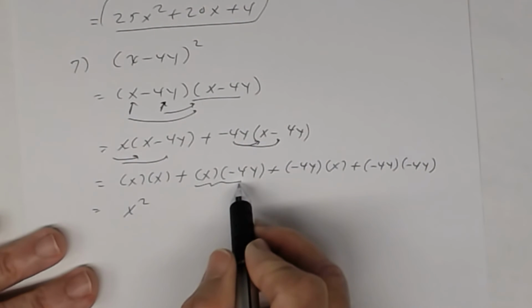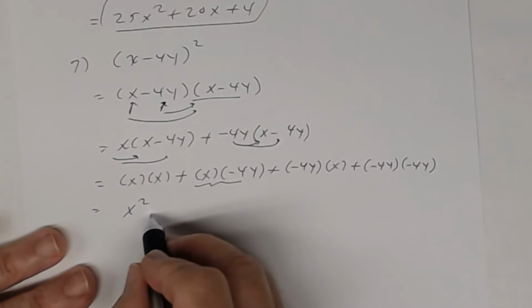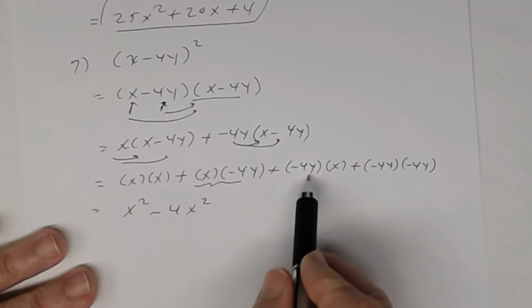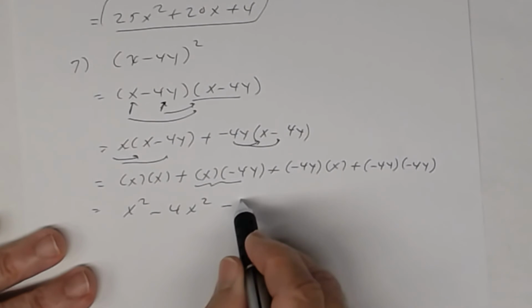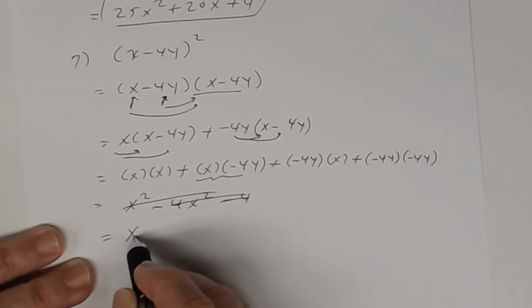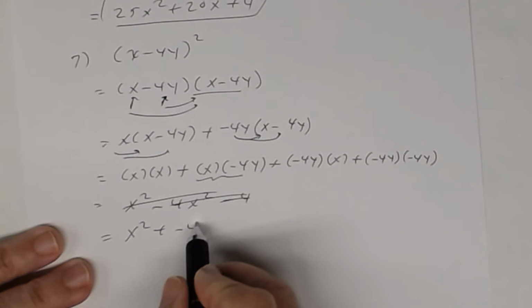X times a negative 4y is a negative 4xy. So that's minus 4xy. A negative 4y times x is a negative 4. Oops, sorry. Let me go ahead and rewrite this. So x squared plus x times a negative 4y is a negative 4xy.